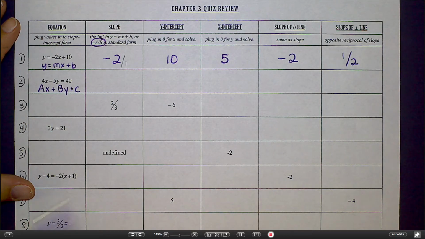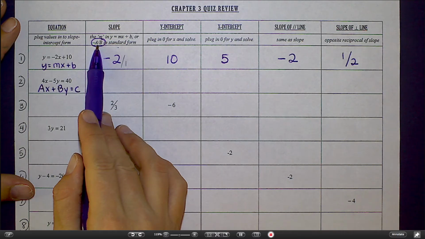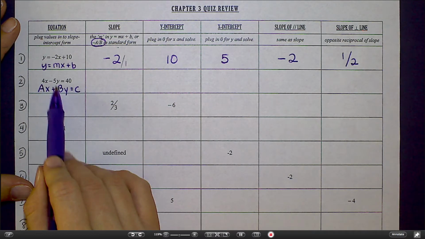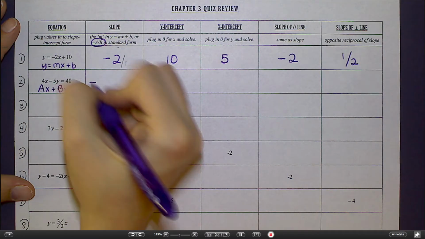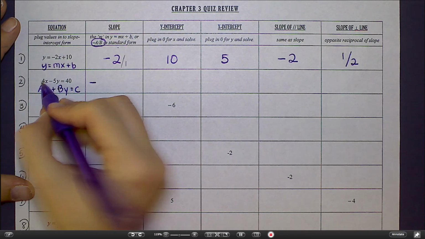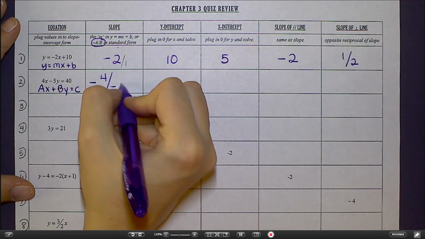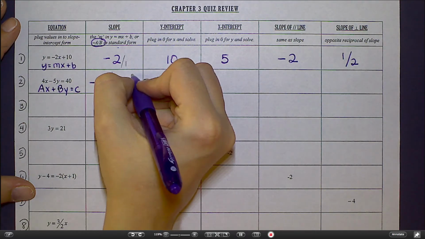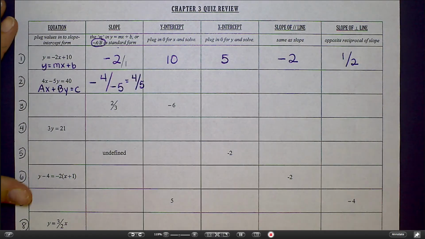If your equation is written in standard form, then to get the slope, you're going to do the negative a over b. And a is the number in front of x, and b is the number in front of y. So this would be negative, and then I would do 4 over negative 5, which hopefully you can see those two negatives are really going to cancel each other out, and this will just be 4/5. Okay, so your slope there is 4/5.